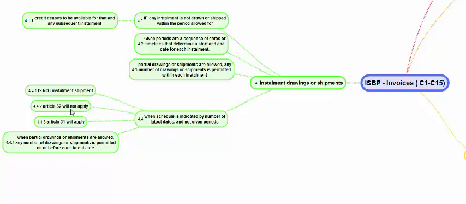Article 32 will not apply. Article 32 talks about installment shipment. Article 31 will apply. 31 talks about partial shipments. And then when partial drawings or partial shipments are allowed, any number of shipments is permitted on or before each latest date. Likewise here, when partial shipments are allowed, any number of drawings are allowed within each installment, within each period, here within the last date.